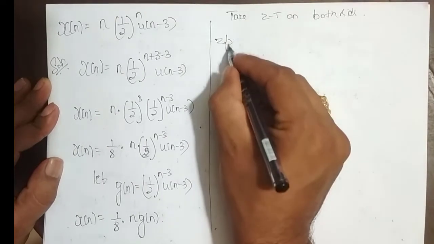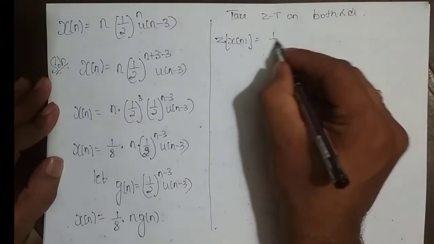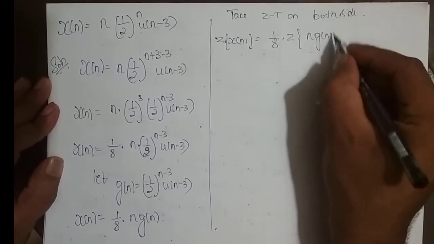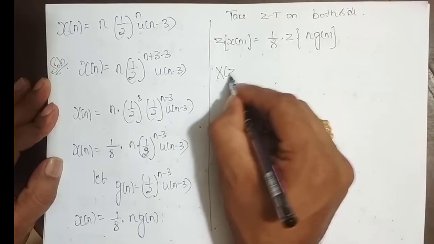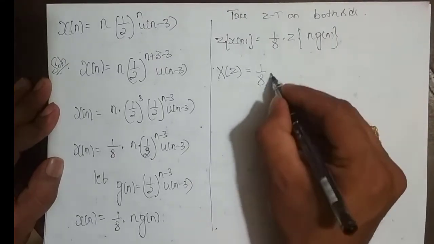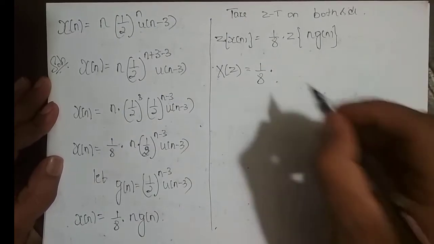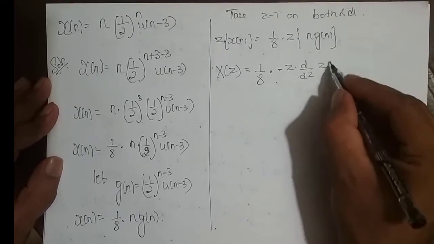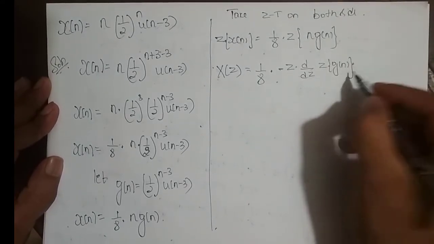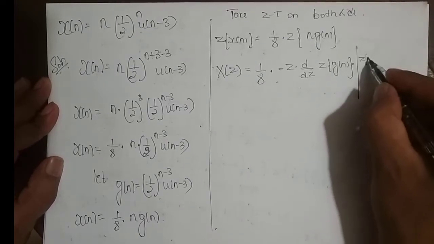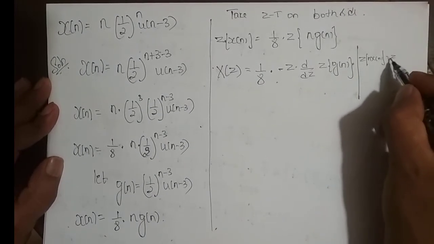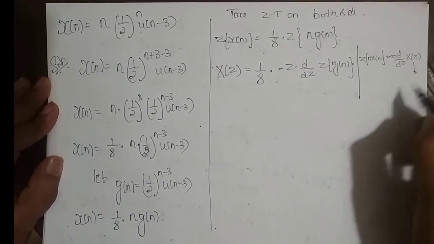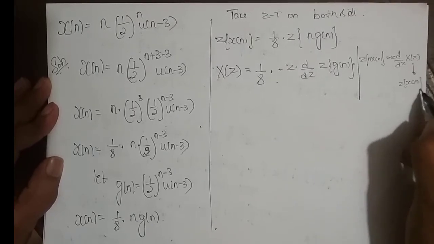Z transform of x of n is equal to 1 by 8 into, since it's a constant, I'll take it out, Z transform of n into g of n. Okay, so this is nothing but x of z. Z transform of x of n is x of z, 1 by 8 into, this is multiplication by ramp, right? So what is its Z transform? Minus z into d by dz of Z transform of g of n, right? So Z transform of n into x of n is minus z into d by dz of x of z. But instead of writing x of z, I wrote x of z as Z transform of x of n.